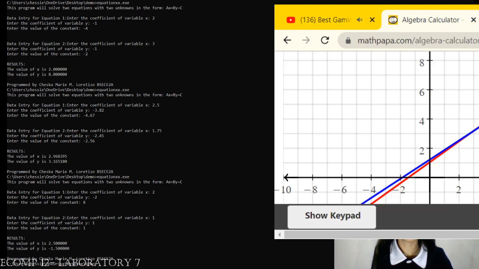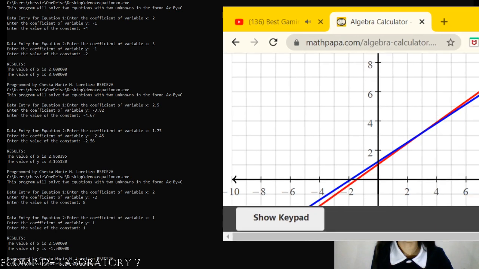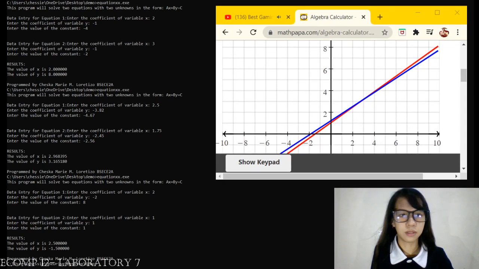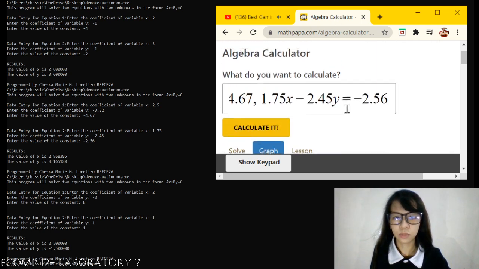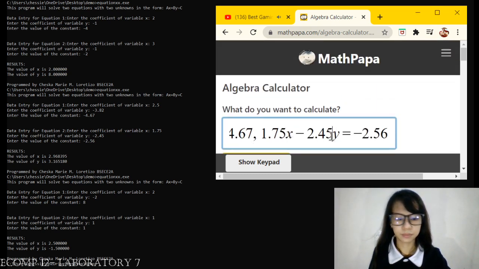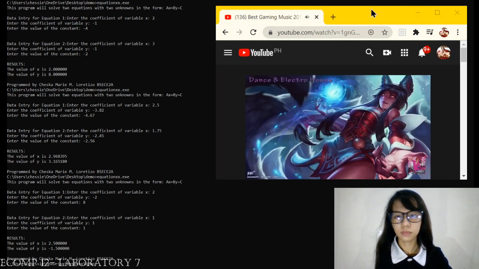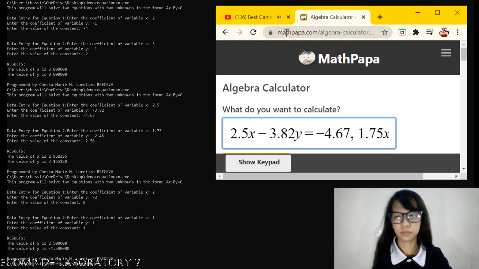There you are. Wait lang. Try na. We are going to enter. Okay, my bad. Sorry for the technical error.